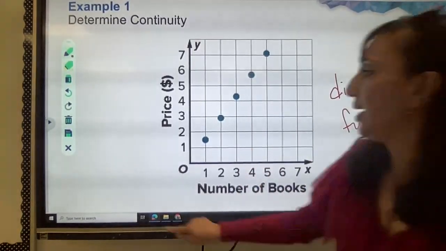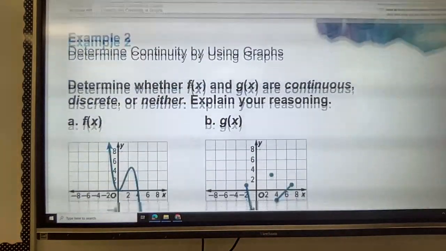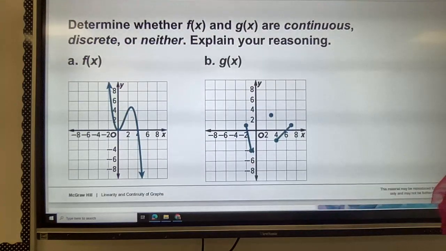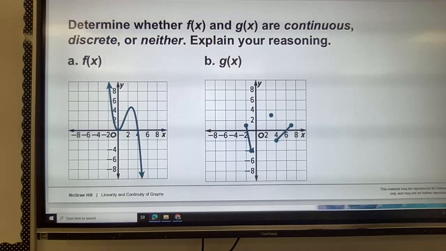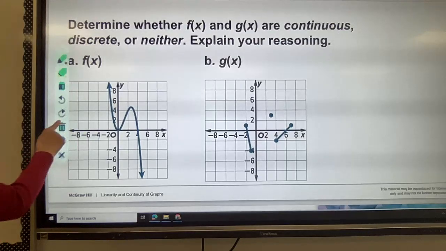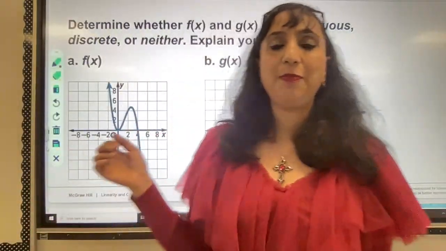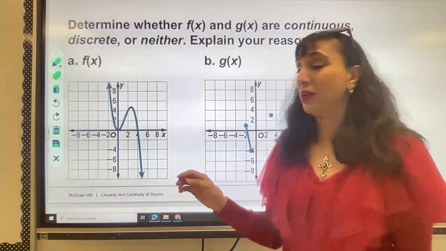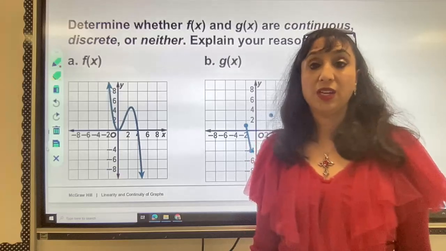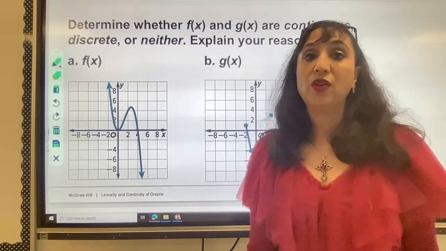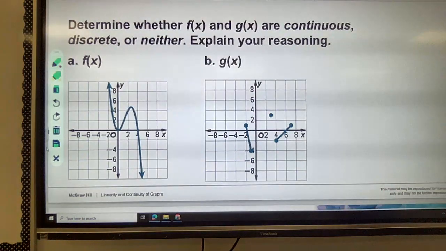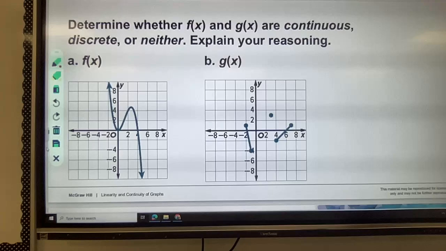All right, so let's go ahead and look at some more graphs. Let's look at these two, and we're going to talk about what kind of graph each is. Let's look at the first one. Is it passing the vertical line test? Absolutely, because wherever I draw a line vertically, it's going to cut that graph in only one place. So it is passing the vertical line test. It is a function. Now we are looking at whether it is discrete, continuous, or neither. So f of x, as we can see, is graphed with a single curve. It is a continuous function.